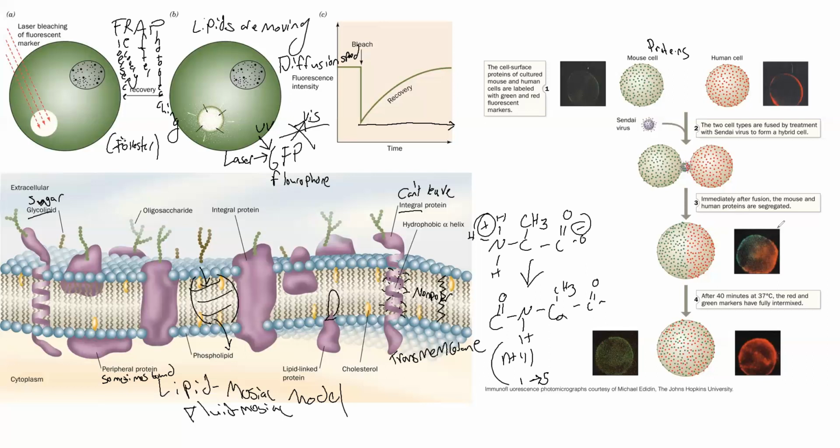And what you see, as shown in this picture, immediately after fusion, the proteins are segregated, right? All the human proteins are on one side of the cell, all the mouse proteins on the other side of the cell. However, give them some time, so 40 minutes at 37 degrees C, and you'll see that all the proteins have dispersed. There's now an even mixture of red and green proteins, which tells us proteins are free to move in the membrane. That's a big takeaway here.